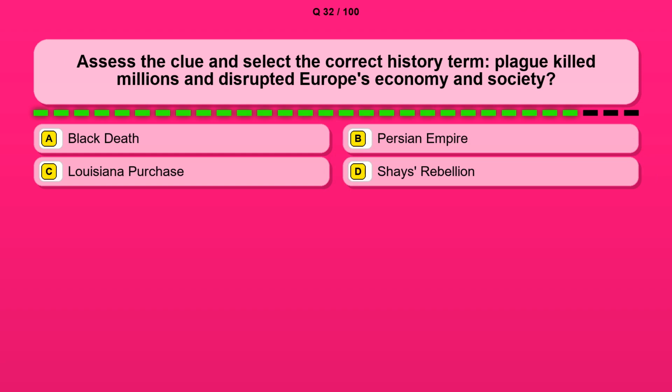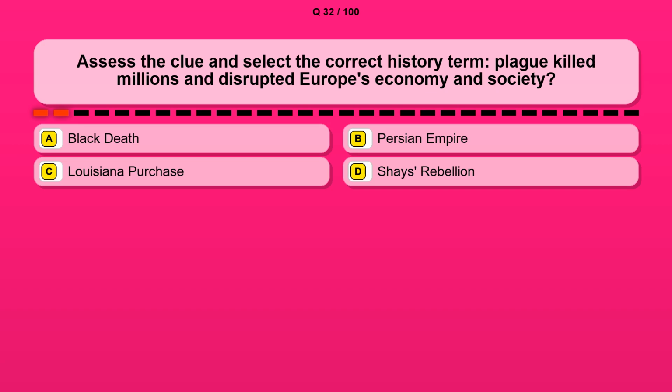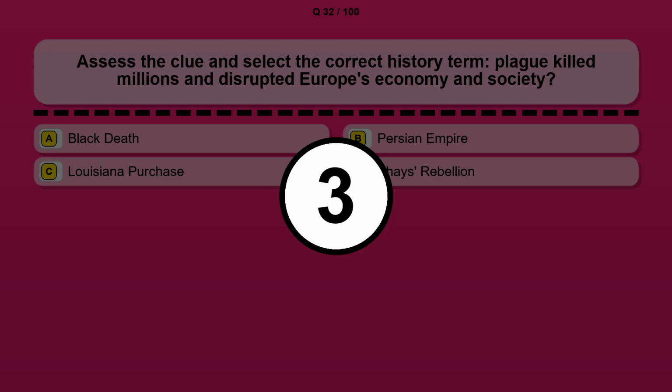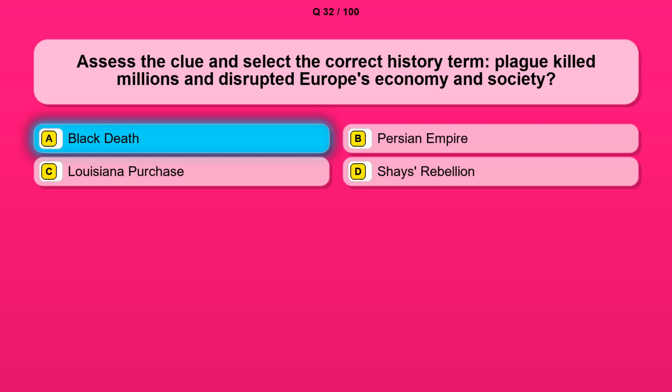Question 32. Assess the clue and select the correct history term. Plague killed millions and disrupted Europe's economy and society. Option A, Black Death. Option B, Persian Empire. Option C, Louisiana Purchase. Option D, Shays Rebellion. The correct answer is option A, Black Death.